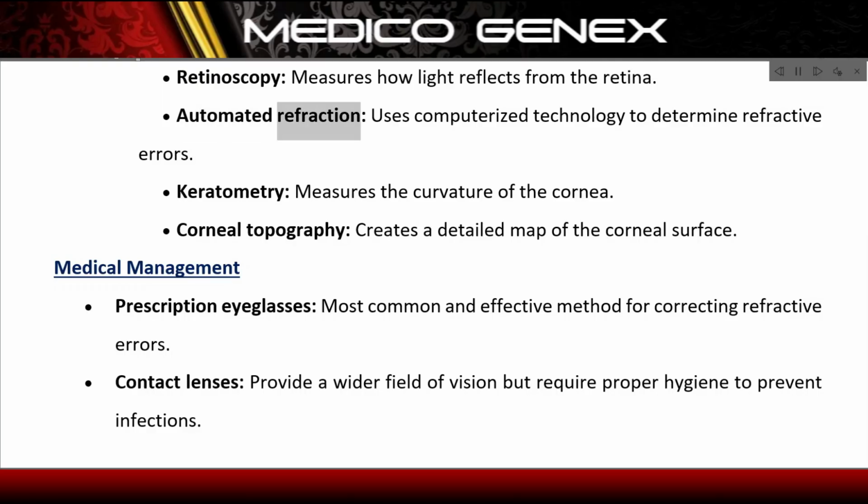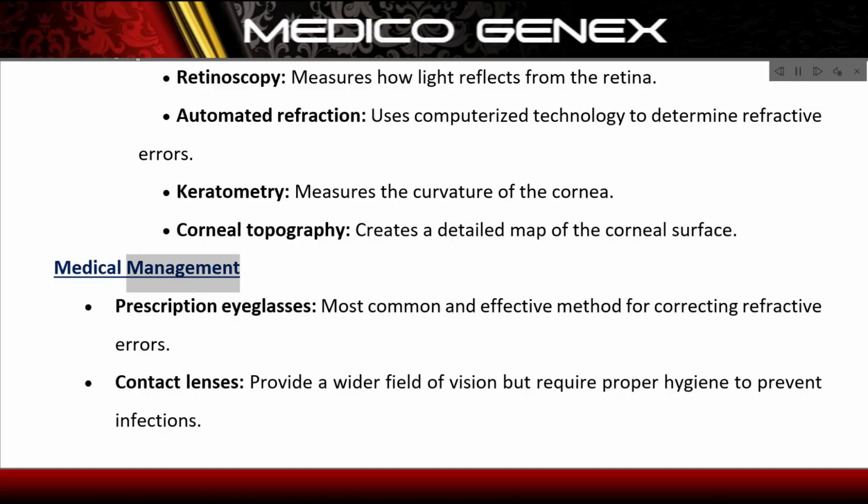Automated refraction, uses computerized technology to determine refractive errors. Keratometry, measures the curvature of the cornea. Corneal topography, creates a detailed map of the corneal surface.